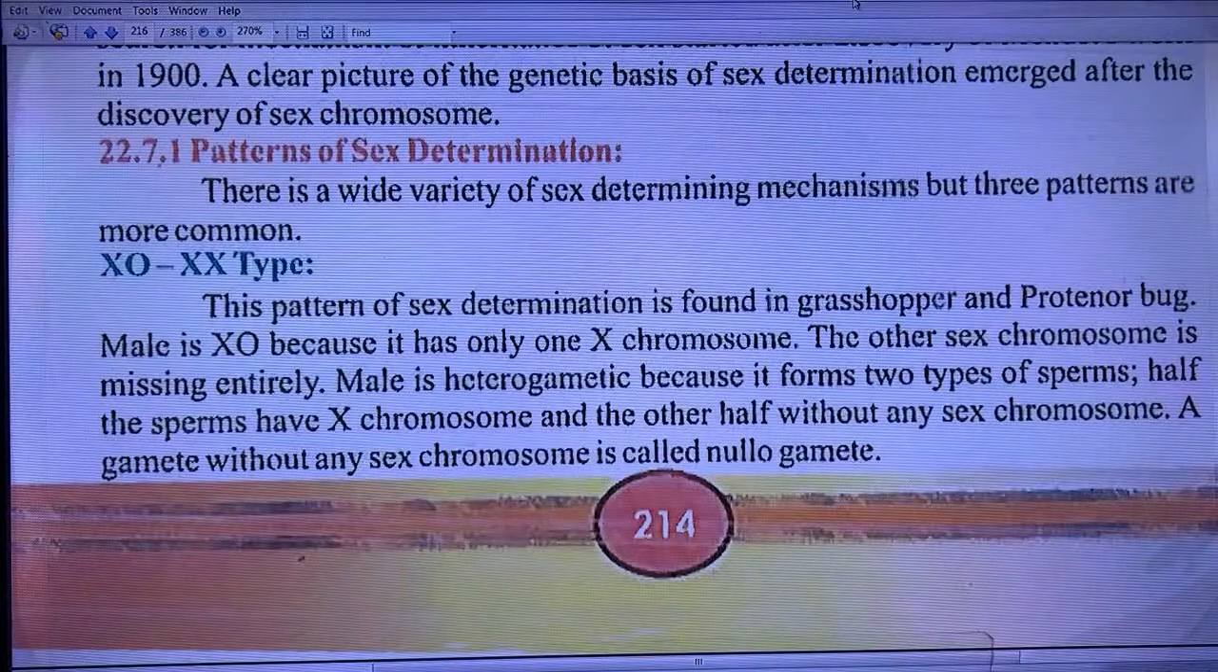Patterns of sex determination. There is a wide variety of sex determining mechanisms, but three patterns are more common. X0, XX type. This pattern of sex determination is found in grasshopper and protector bug. Male is X0 because it has only one X. The other sex chromosome is missing entirely. Male is heterogametic because it forms two types of sperm. Half the sperm have an X chromosome and the other half are without a sex chromosome. A gamete without any sex chromosome is called a null gamete.